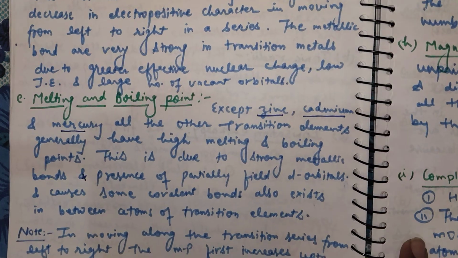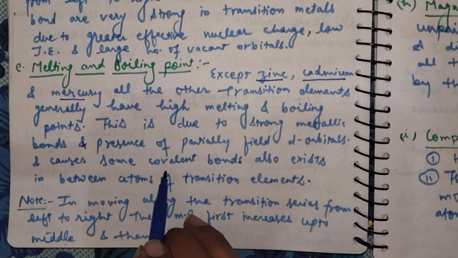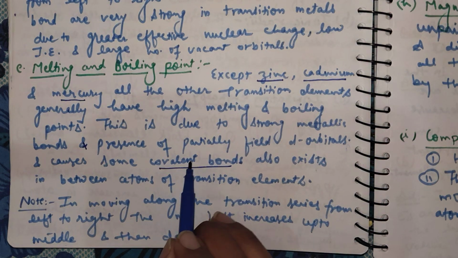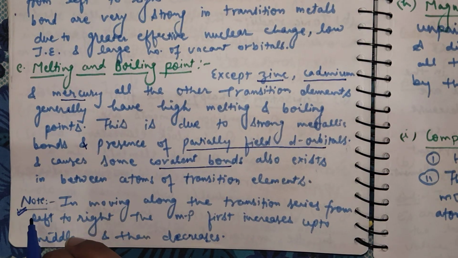So now come to the next point. This has happened due to covalent bond, and partially filled d orbitals are the main reason for it. Now come to the next point in the note section.